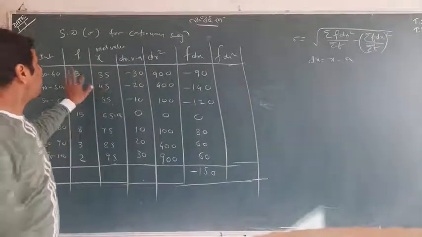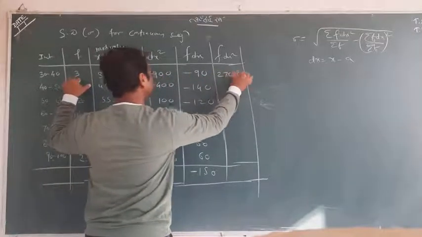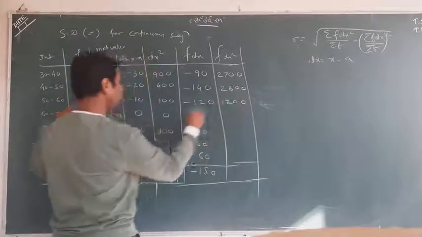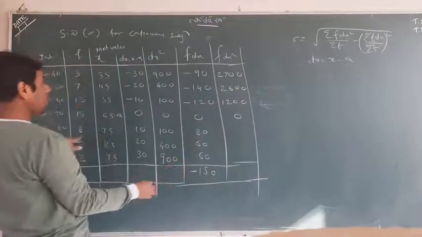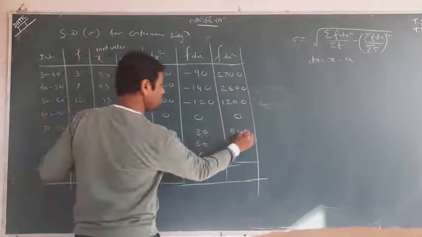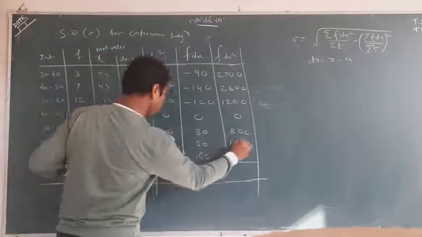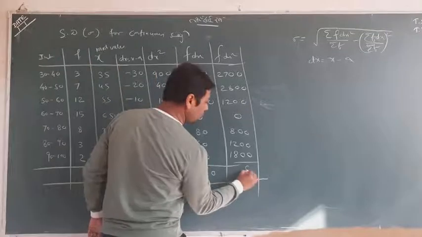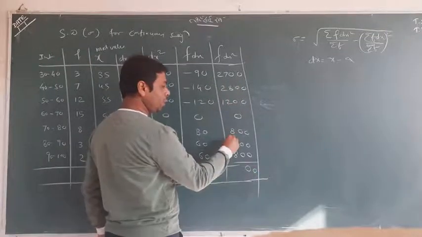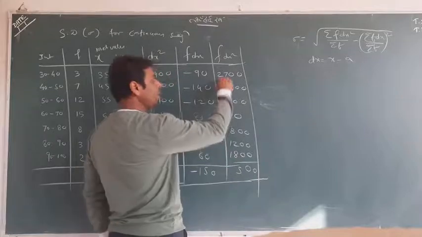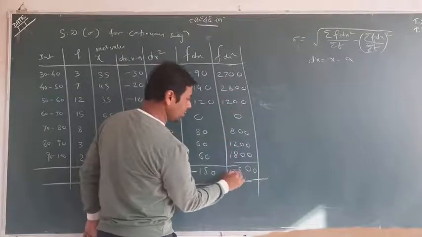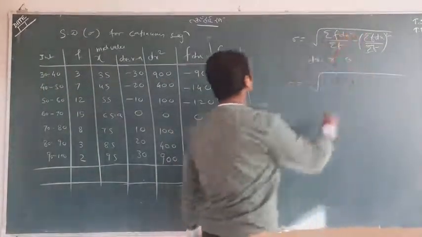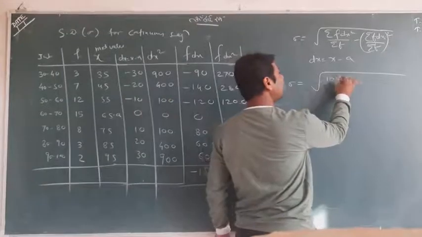About f dx square, f dx square. This one will be 2700. This one will be 2800. This one will be 1200. This one will be 0. And this one will be 800. This one will be 1200. And this one will be 1800. Now I'll add all. All double 0 will be coming here: 15, 17, 25, 27, 35. Your answer now, summation f dx square is 10500.